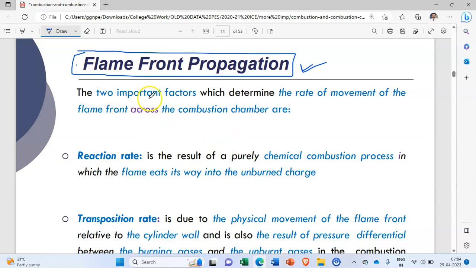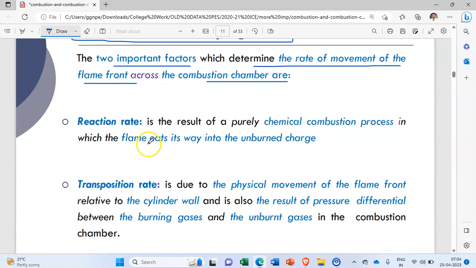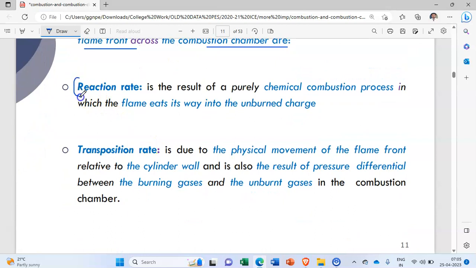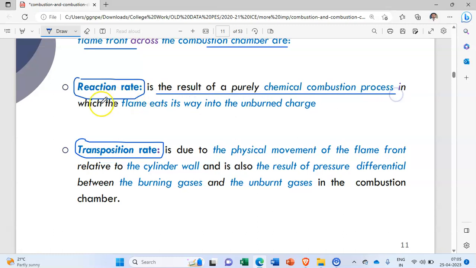So what is this flame front? The two important factors which determine the rate of movement of the flame front across the combustion chamber are, first, reaction rate, and second, transposition rate. So what is reaction rate? It is the result of a purely chemical combustion process in which the flame eats its way into the unburned charge.